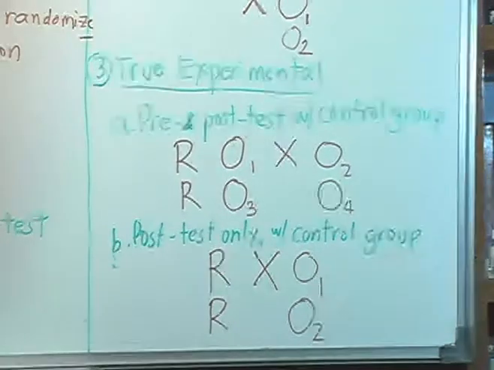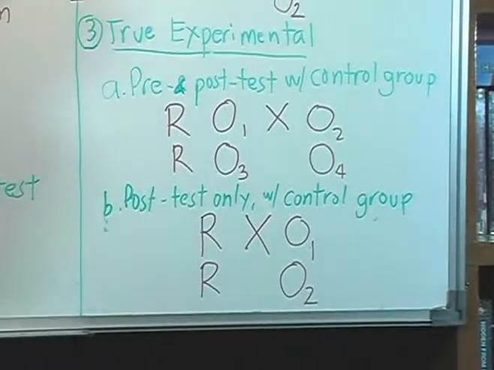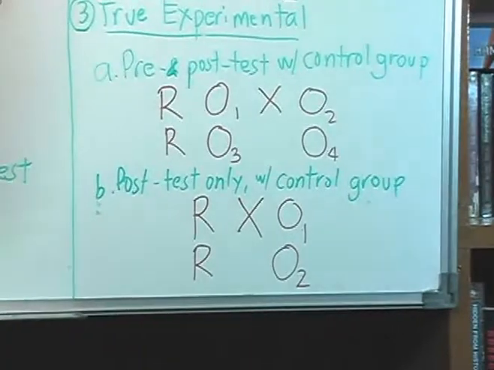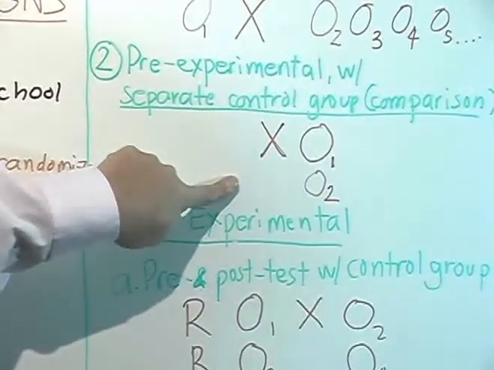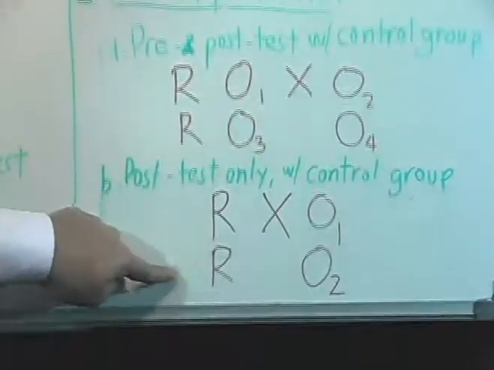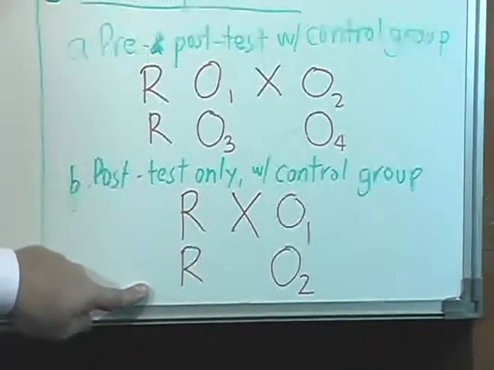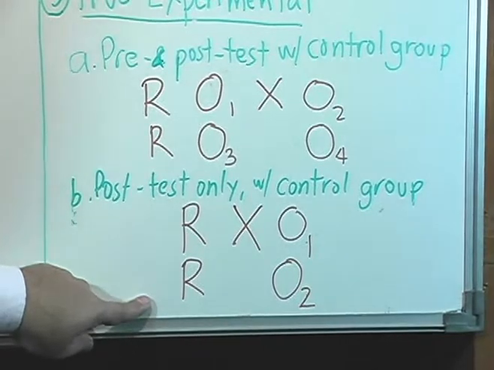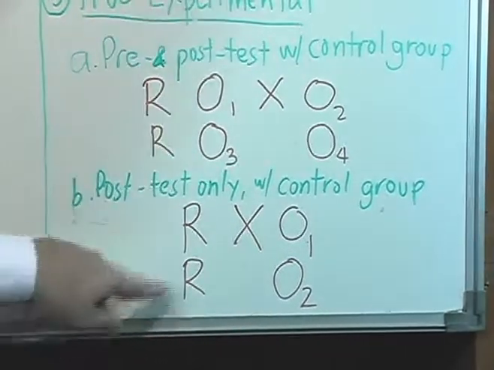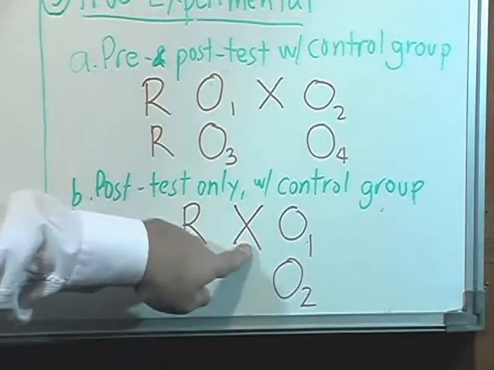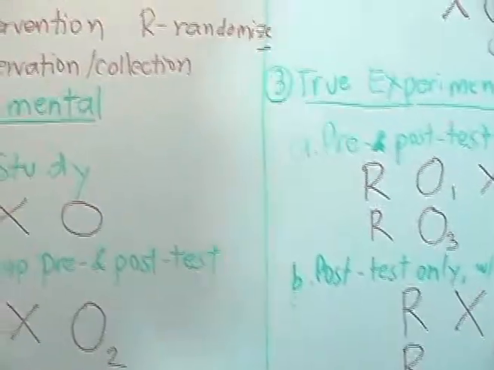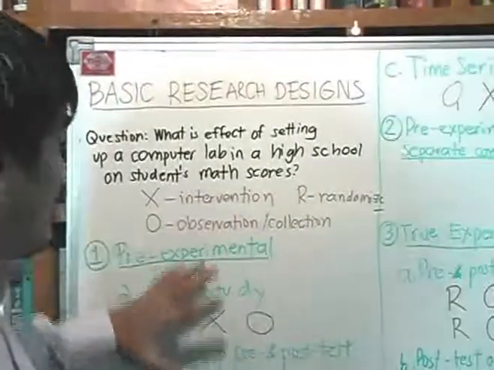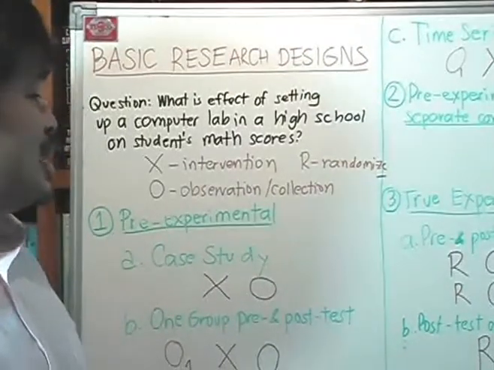And finally, you have what we call your post-test only type of true experimental design with a control group. So it's sort of like a case study here, or this one, the pre-experimental. Okay, so it's basically just like this. The difference is that you randomize your samples, or you randomize the group of students that you will administer tests to. So in one municipality, there's the intervention of your computer lab, and then on another municipality, there is no intervention.